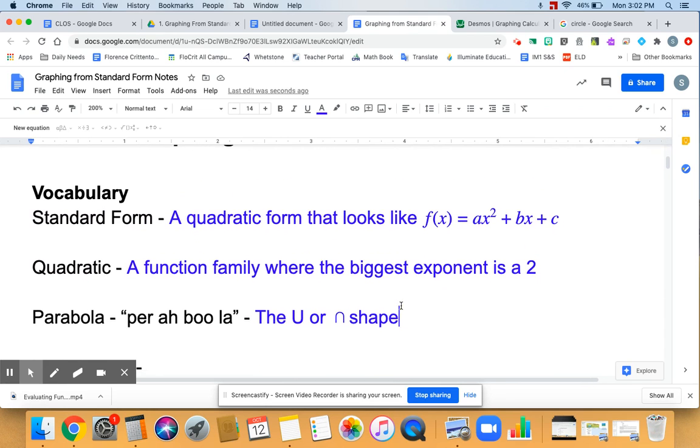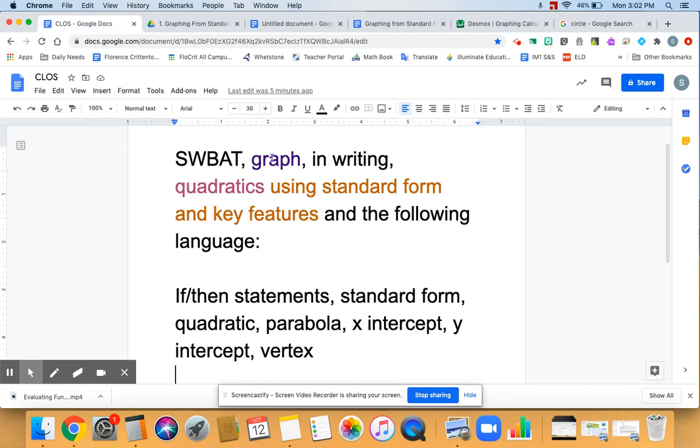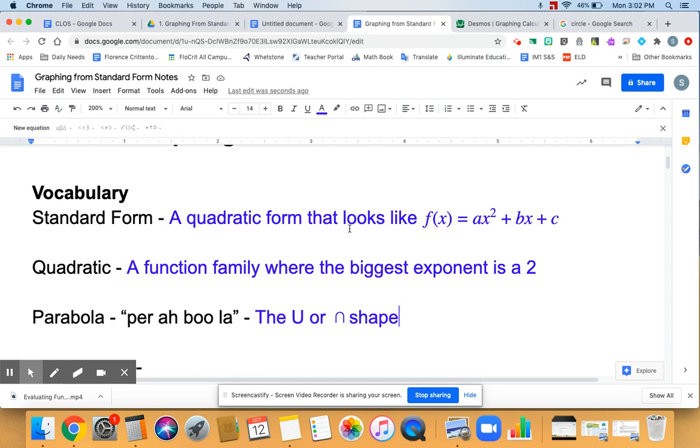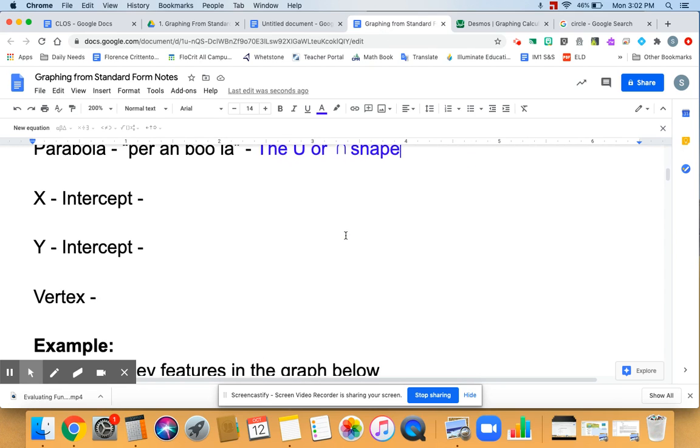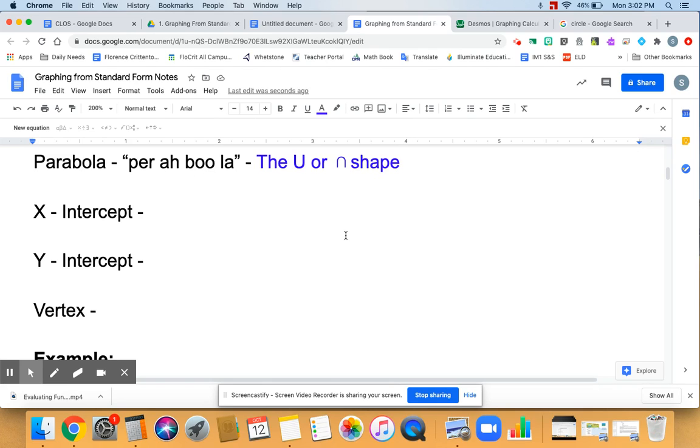But every graph we make, if we jump back to the CLO, it talks about how we're going to use standard form and key features. So key features is something that shows up in every graph, in every situation ever, not just quadratic situations. Even though we're learning about it with quadratic situations, key features can show up in any situation. So these are some of the key features. There's a lot more, but these are the ones we're going to focus on for quadratics.